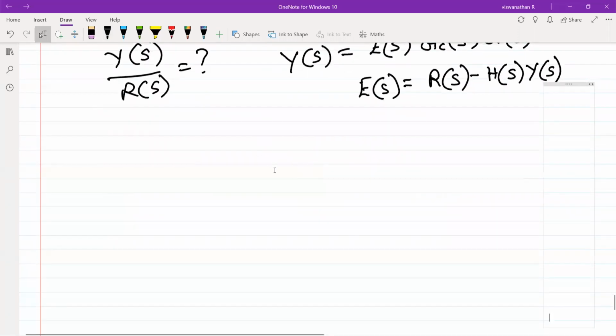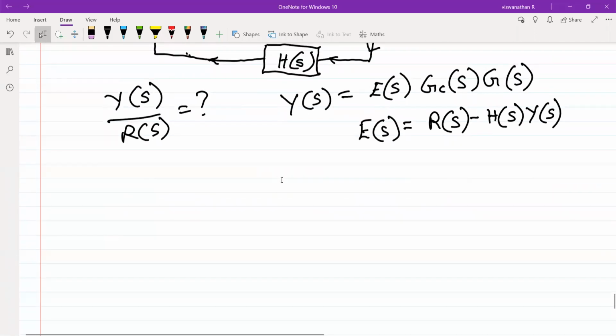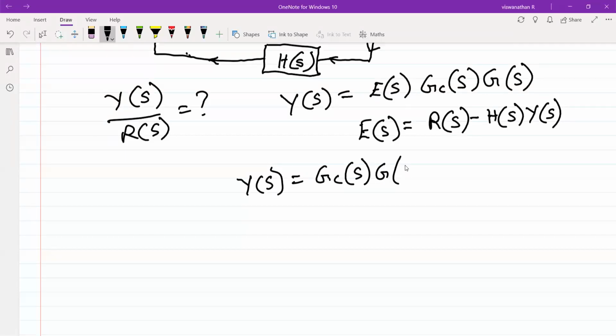So I can write Y(s) as, how do I write Y(s) now? Y(s) can be written as Gc(s) multiplied by G(s), and then multiplied by R(s) minus H(s) multiplied by Y(s).